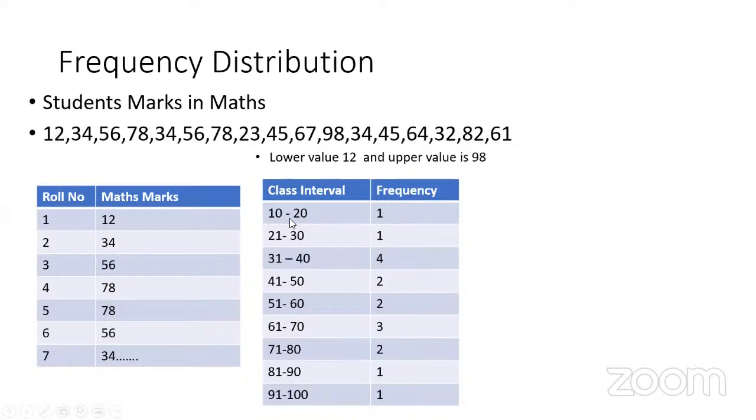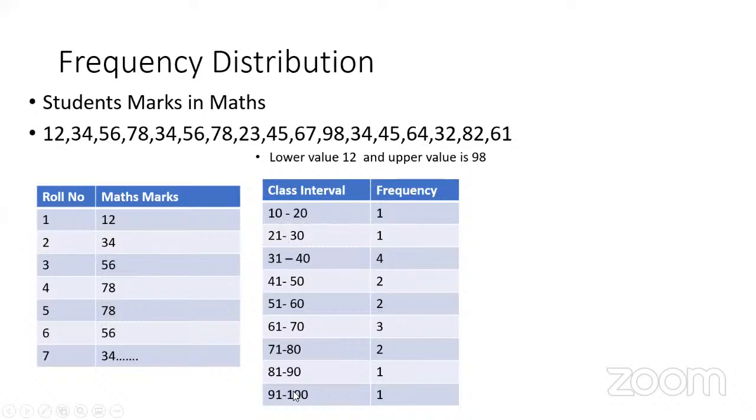There are no hard and fast rules. You can make it multiples of 5, keeping a width of 5 or 10 or 15, 20, depending upon how big your data is. So I find among the given data set the lower value and the upper value. If it is 12, I take the prior number for my convenience so that it will be a rounded figure. So 10 to 20, I made it one class interval. The width of the class is 20 minus 10, so I am making a gap of 10 here.